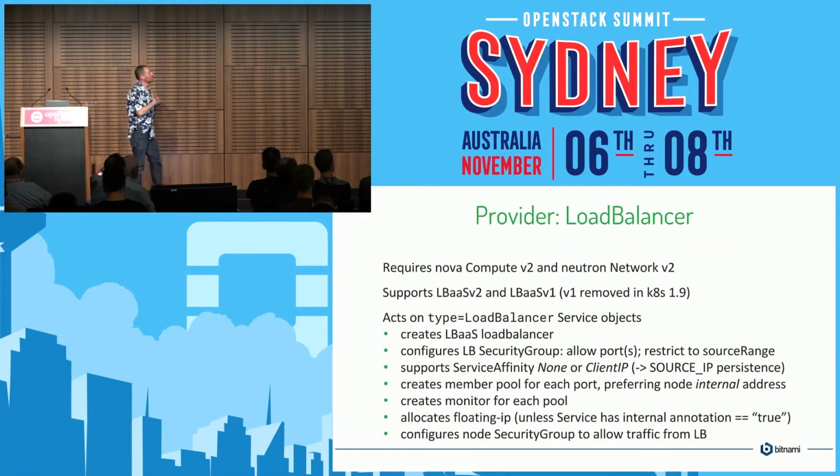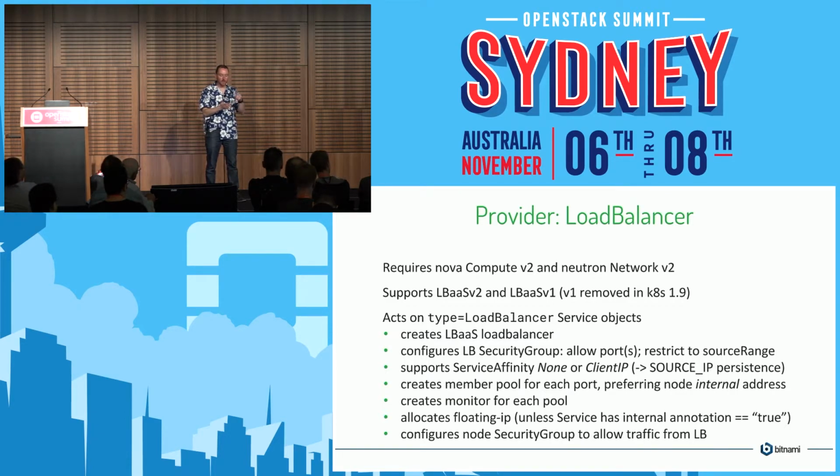Load balancer. This is the other big chunk of code. This requires Nova and Neutron. It supports LBaaS version 1 and version 2 until last week, 2 weeks ago, when the version 1 code was removed. But up until now, it supported version 1 and version 2. What this does is, in Kubernetes, you have a service object, and if you say type equals load balancer, it configures the underlying load balancer. For OpenStack, this is a lot of steps.